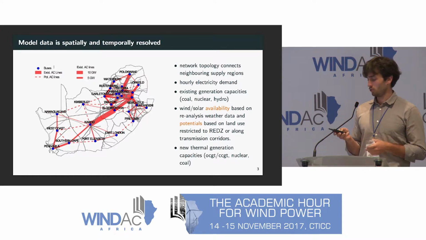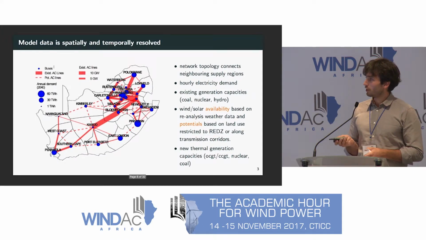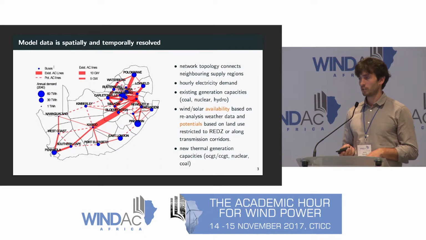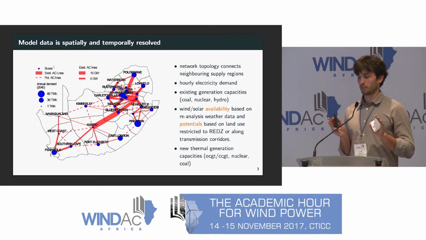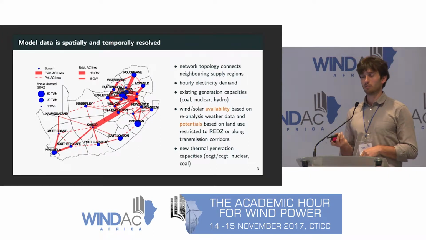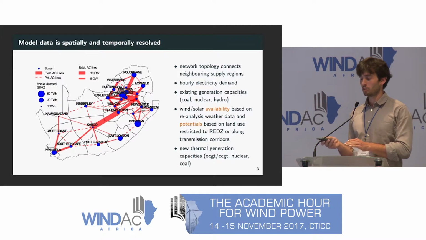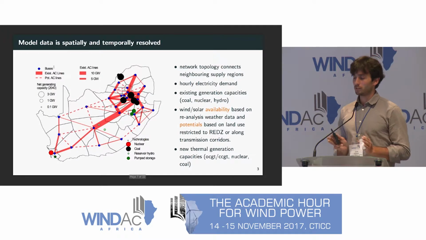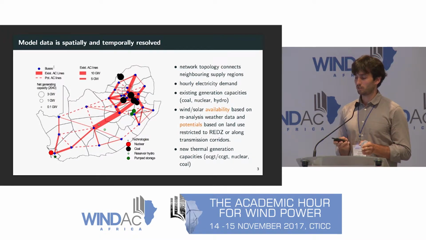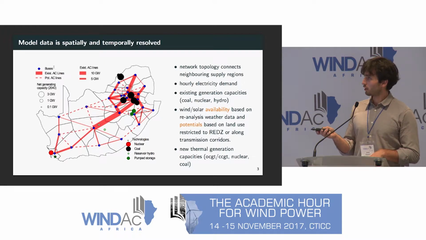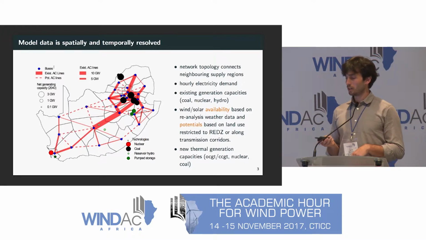Then you put into that where the load will be in 2040 and how huge it will be. For now, you have the energy system demand in an hourly resolution by ASCOM, and then you split it up by population to the different regions. You add in the existing generation capacities, so mostly coal in the northwest, the nuclear power plant, which will still be around, Koeberg, and a couple of hydro installations.